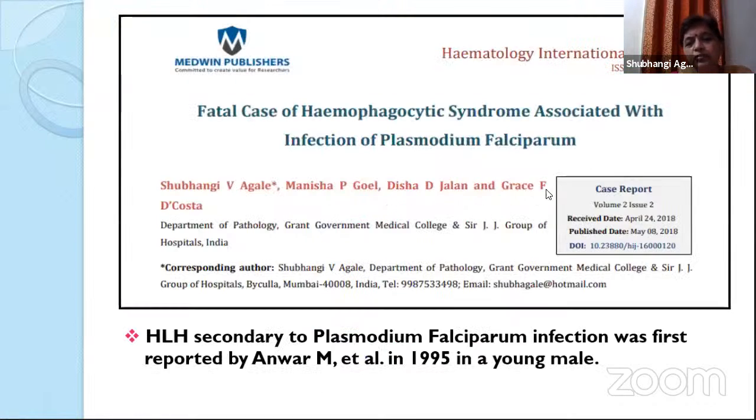This is the case which is published in Hematology International Journal. This is our case. But HLH secondary to Plasmodium falciparum infection was first reported by Anwar et al. in 1995 in a young male, and only 14 to 15 cases of HLH secondary to falciparum have been reported till now. Ours is the 16th or 17th case.